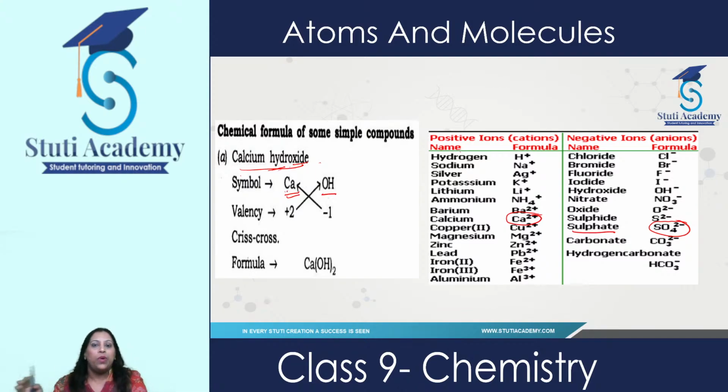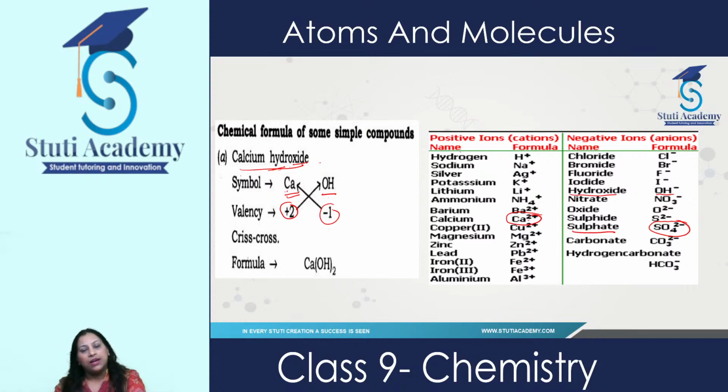Now look at their valency in the table. Calcium has valency 2 positive, so just below calcium I have written +2. And look at the valency of hydroxide. Where is hydroxide? Here is hydroxide. So OH minus means it has valency -1. I have written -1 just below this OH. So the second step is to write down their valency just below these elements.